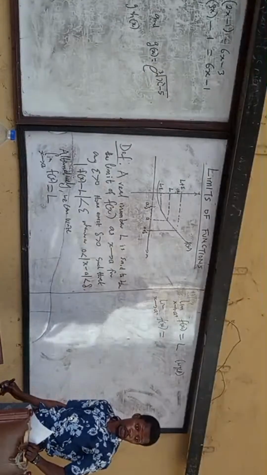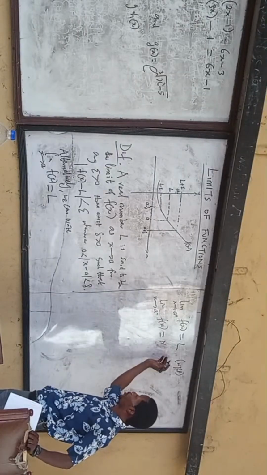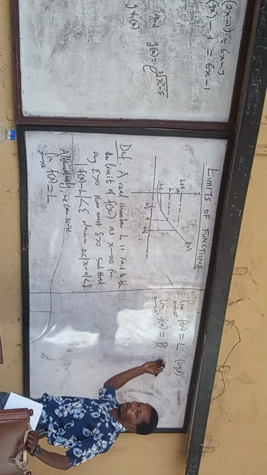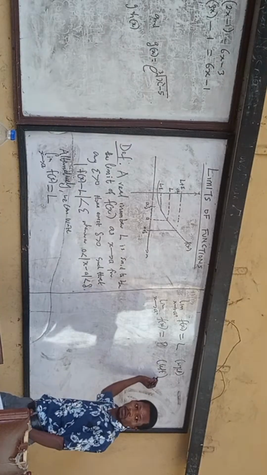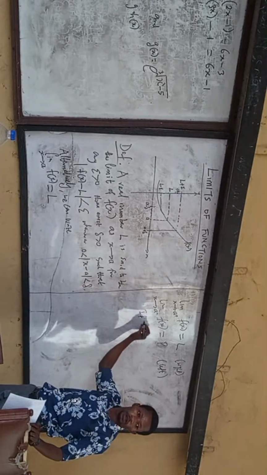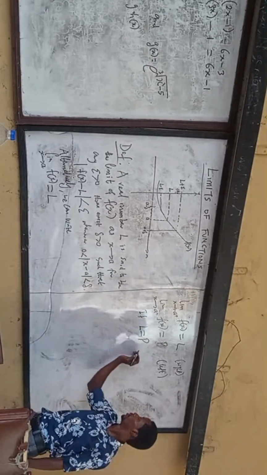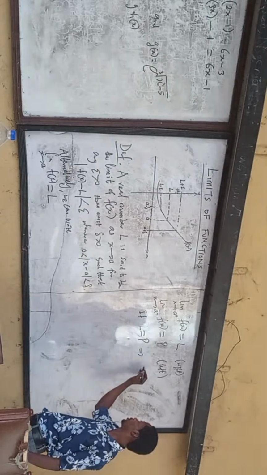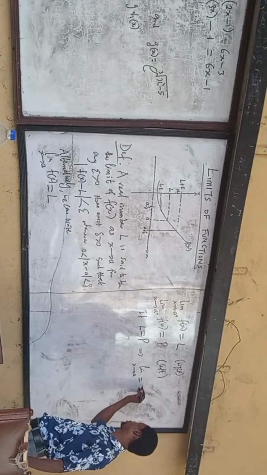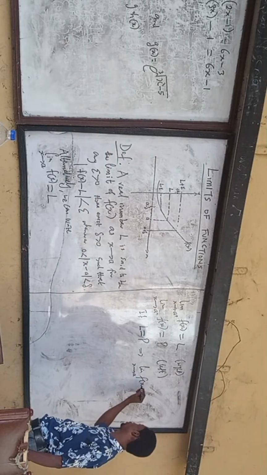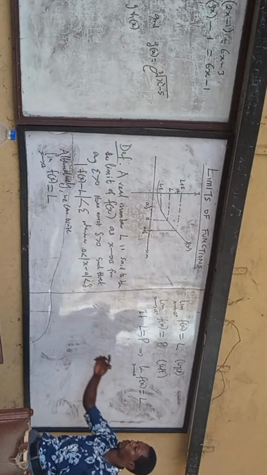No, give me a number. This is a number L. Give me another number. Okay, P. Number P, so this one from the left. So if L and P are equal, then it means that you can just write the limit as x tends to a of f of x is either L or P, because it's the same. So that's what we're doing.